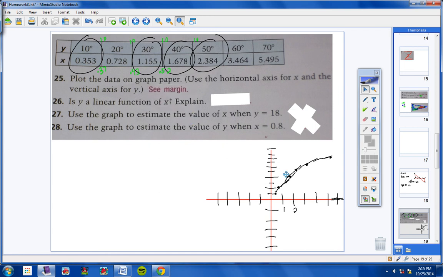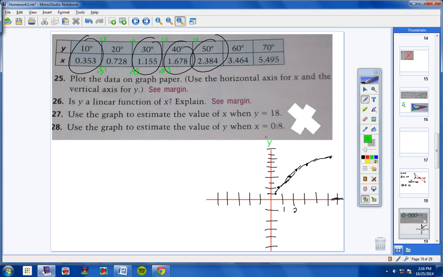No, okay? So first of all, we've done the graph, okay? Next, it says here, see margin, but the answer is no. They are not a linear relationship, okay? Now, we're going to take our graph here, and we're going to estimate the value when x is way out here at 18. And that's not going to be super, or when y is 18, okay? So let's see if we can do that real quick, okay?